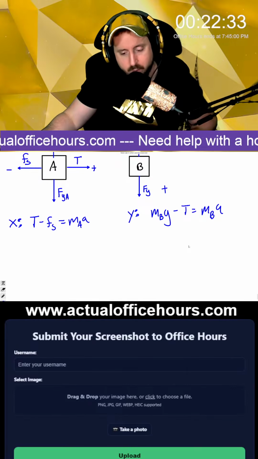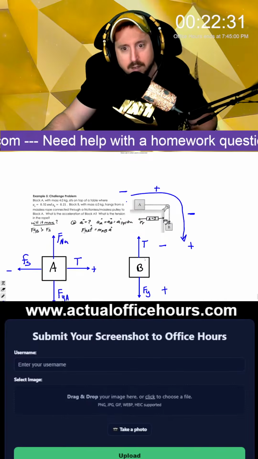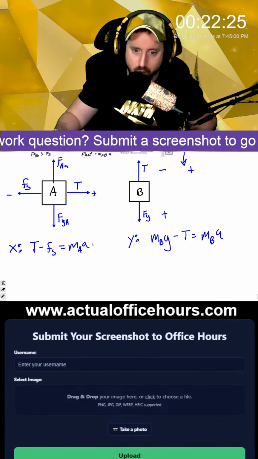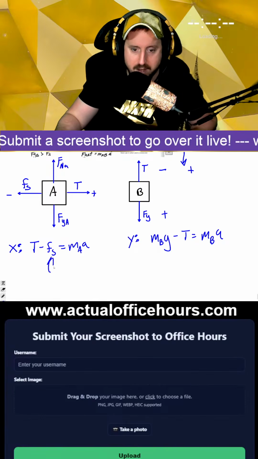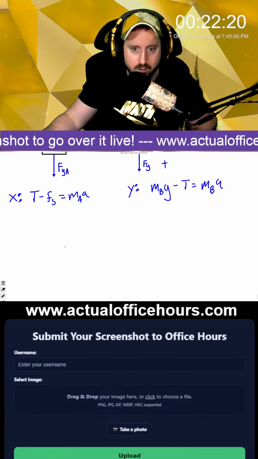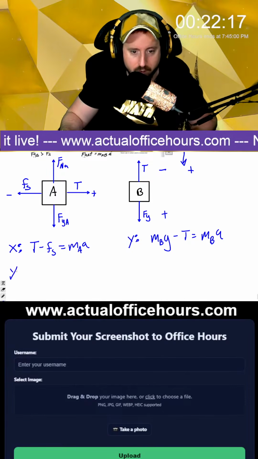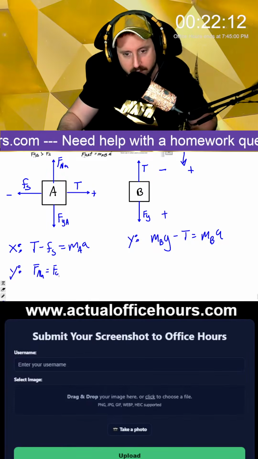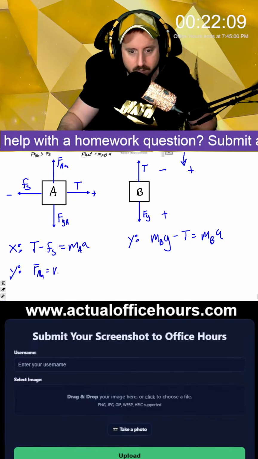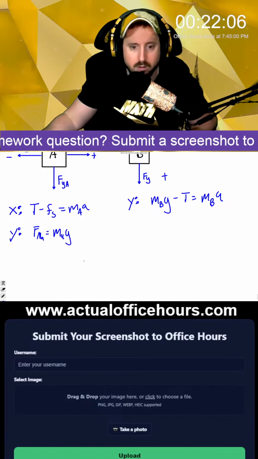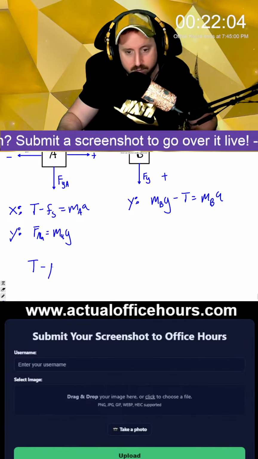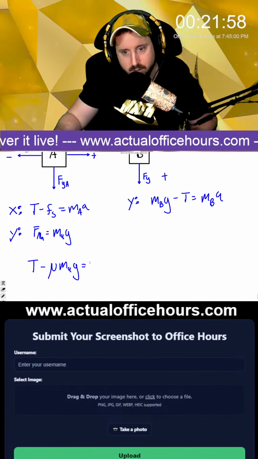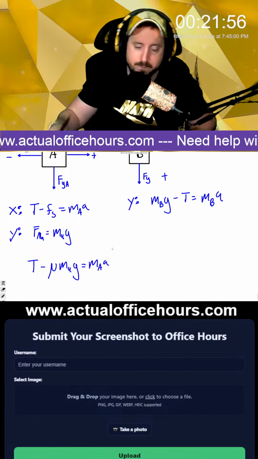Now, what they probably want you to figure out first is, does it move? In order for this to move, you need the tension here to break what Fs max would be. And here we can write stuff in the y direction real quick. Here you just have F_NA equal to F_GA, and F_GA is just M_A times g. So you have T minus mu M_A g is equal to M_A times a.